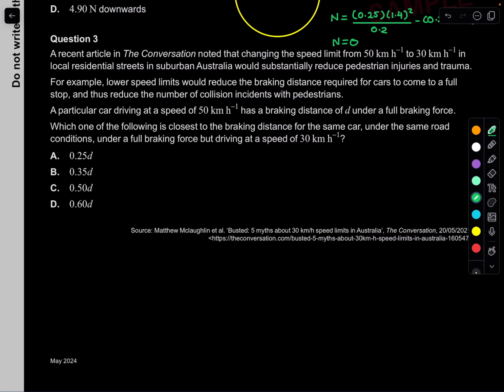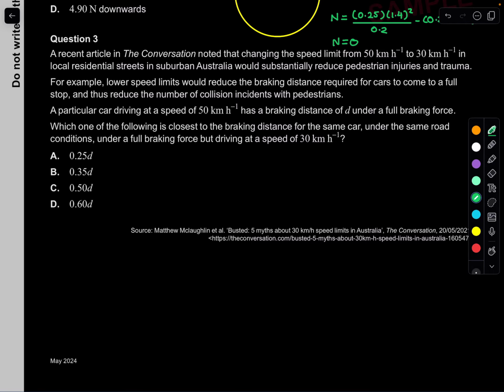A recent article in The Conversation noted that changing the speed limit from 50 kilometers per hour to 30 kilometers per hour in the local residential streets in suburban Australia would substantially reduce pedestrian injuries and trauma. For example, lower speed limits would reduce the braking distance required for cars to come to a full stop, and thus reducing the number of collisions incident with pedestrians. Alright, a particular car driving at a speed of 50 kilometers per hour has a braking distance of d under a full braking force. Which of the following is the closest to the braking distance for the same car under the same road conditions under a full braking force but at a speed of 30 kilometers per hour?